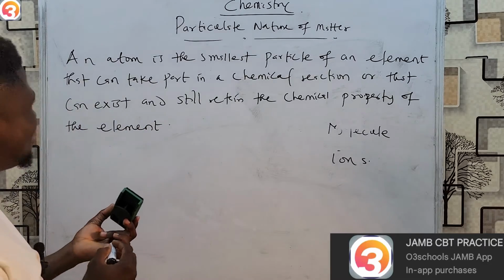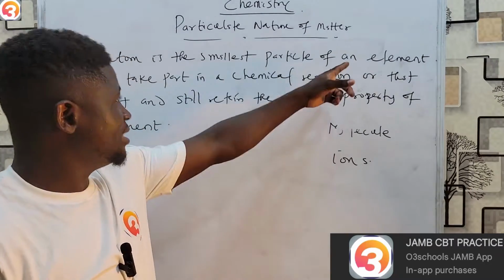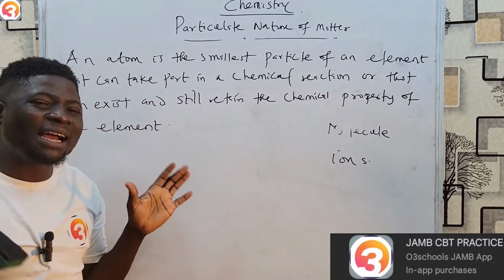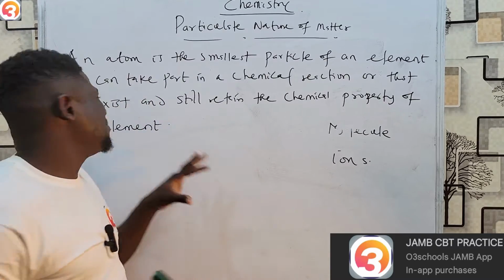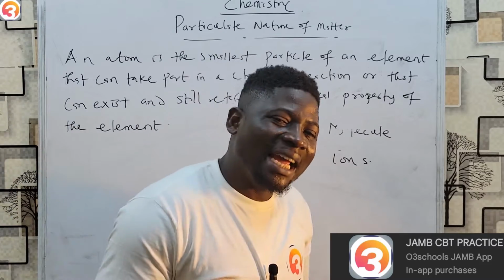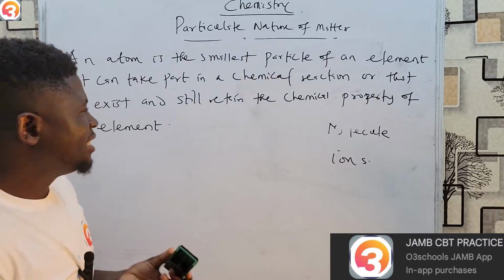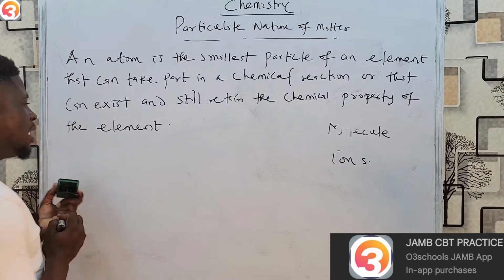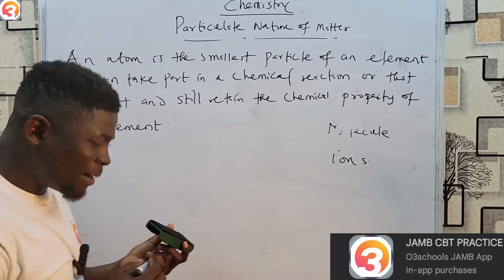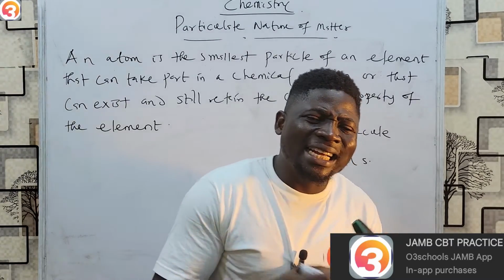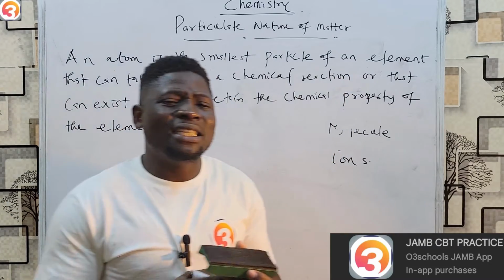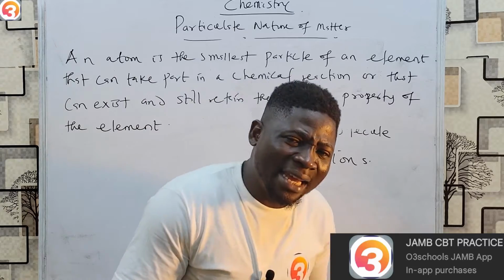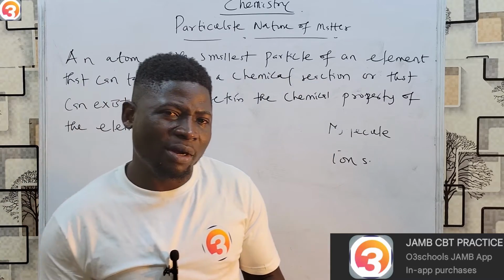So say an atom is the smallest particle of an element that can take part in a chemical reaction, or that can exist and still retain the chemical property of the element in question. All right, then what is a molecule? A molecule is the smallest particle of a substance that can take part in a chemical reaction and still retain the chemical property of what? Of that substance, be it an element or a compound.